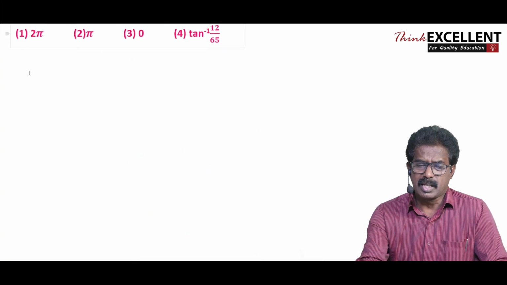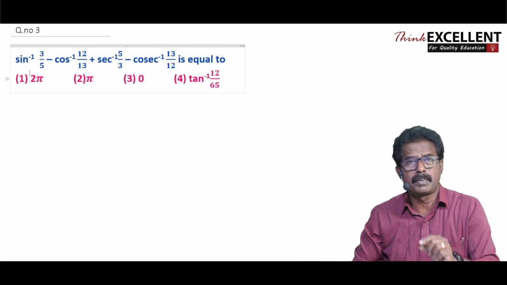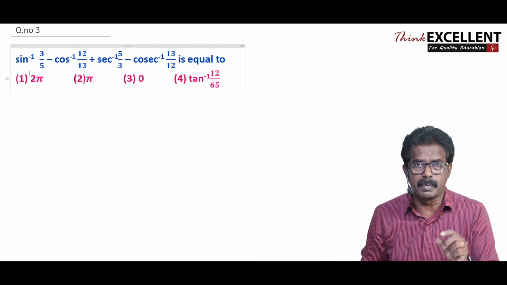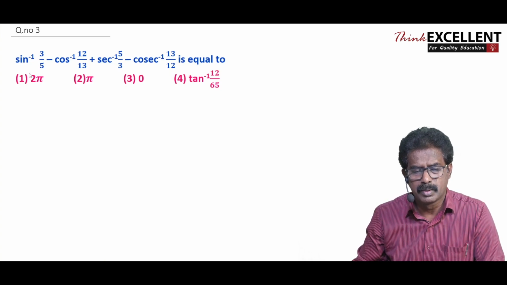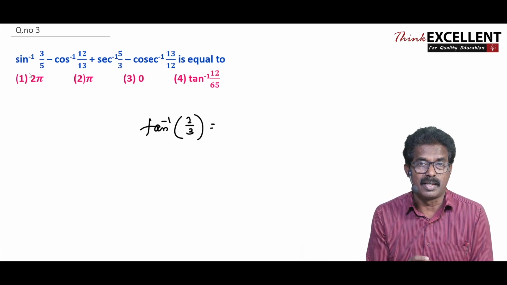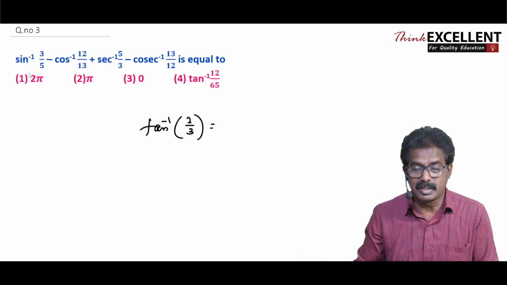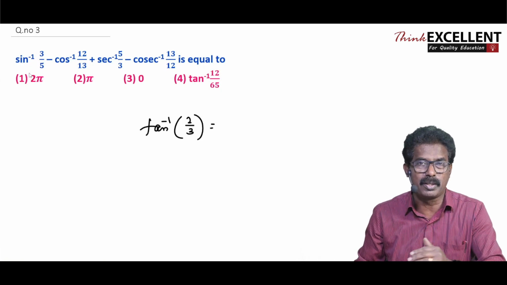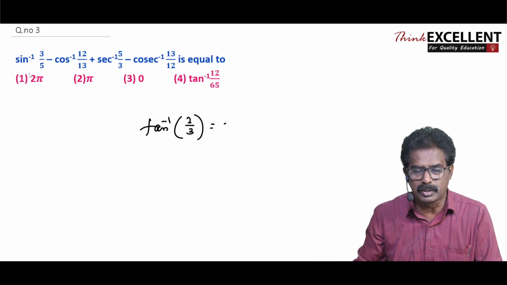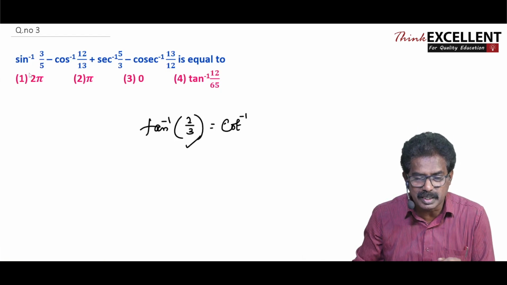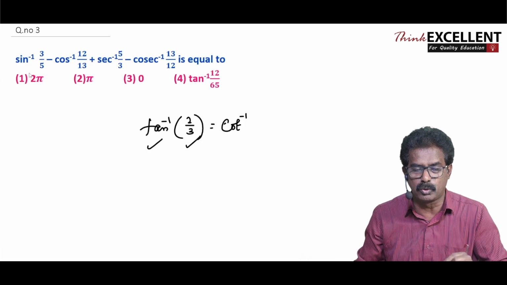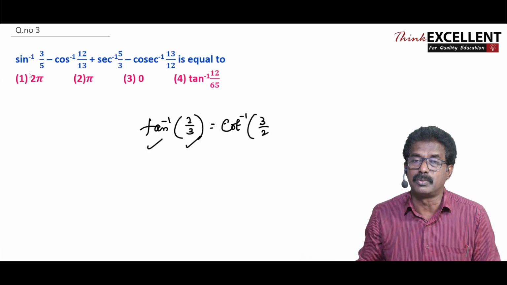See the properties I asked you to learn. One property: sine inverse x plus cos inverse x is pi by 2, like that, 3 results. Another important property, please listen here. Tan inverse 2 by 3 you can write as cot inverse, that is, you are taking the reciprocal. Tan reciprocal is cot, right? So tan inverse 2 by 3 can be written as cot inverse. Here you are taking the reciprocal, so take the reciprocal here also. The reciprocal of 2 by 3 is 3 by 2.